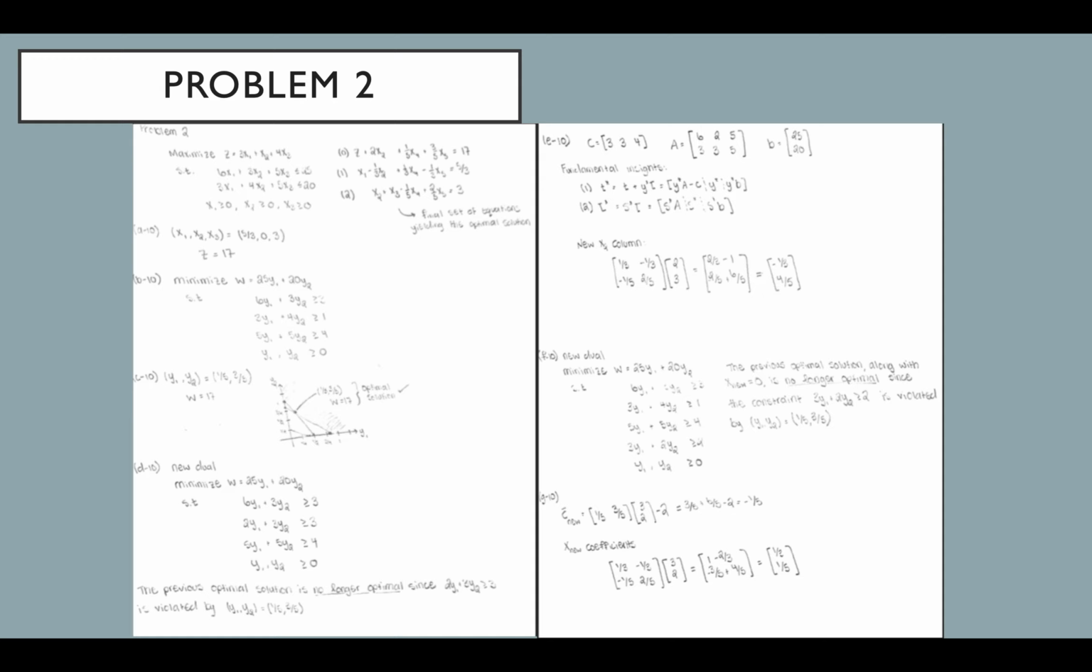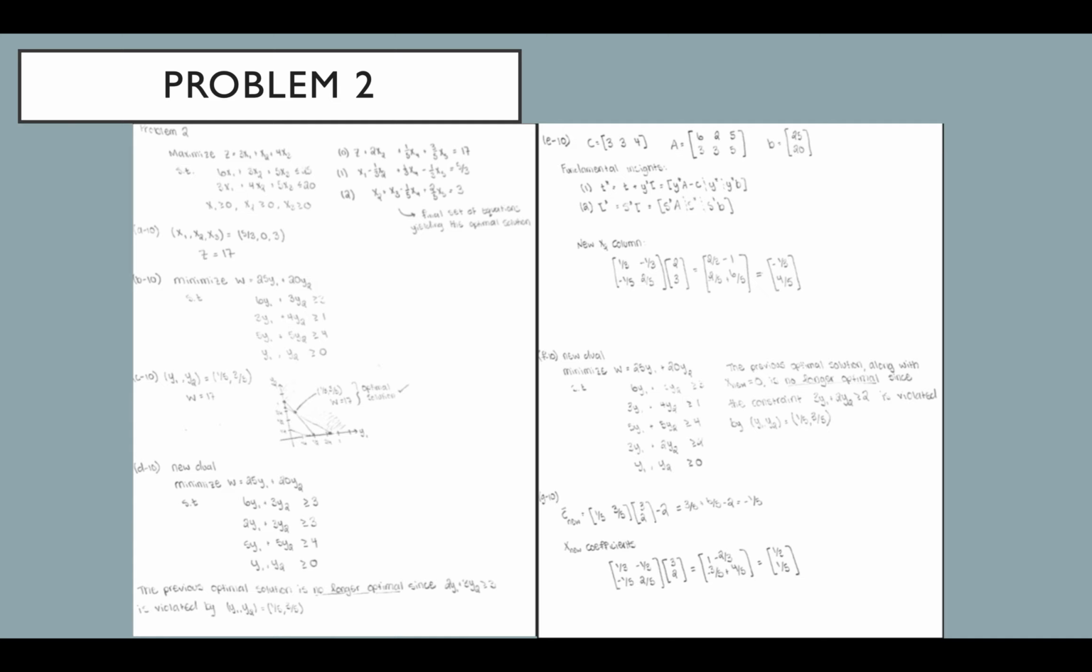Now, part F again switches the original problem and forces us to construct a new dual for the problem. We find that the previous optimal solution violates the fourth constraint, which is 3y1 plus 2y2 is greater than or equal to 2. Thus, the previous optimal solution is no longer optimal. Similar to part E, we use the fundamental insights in section 5.3 to identify the coefficients of x new in part G.